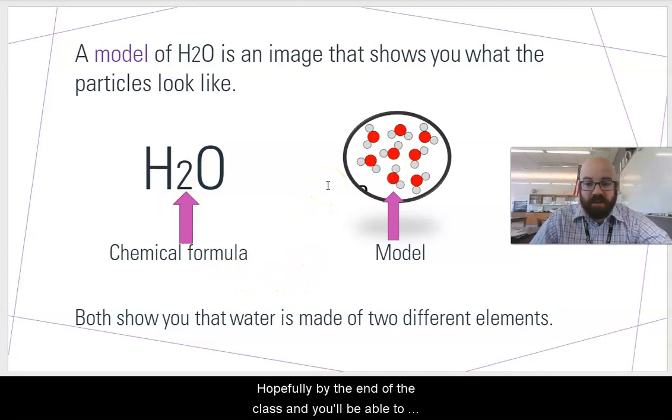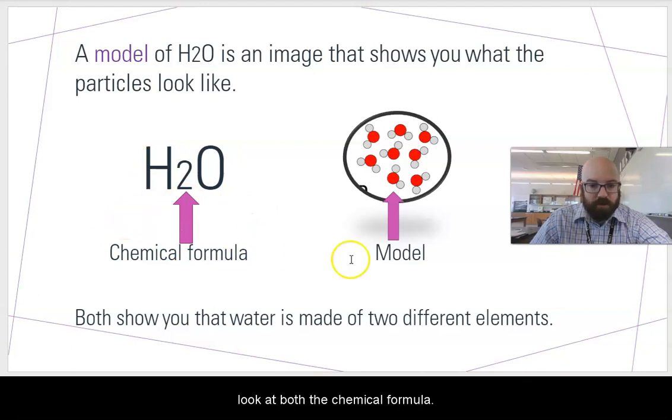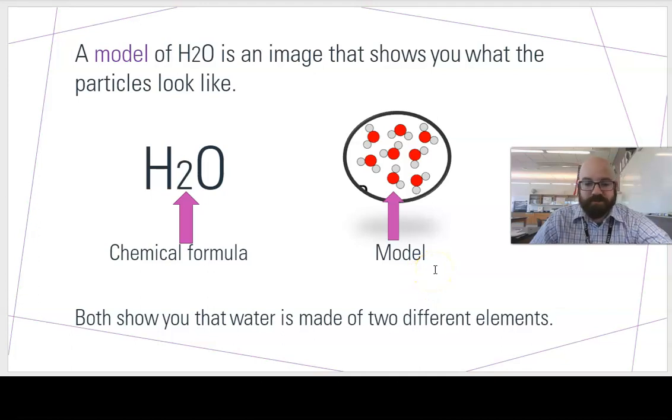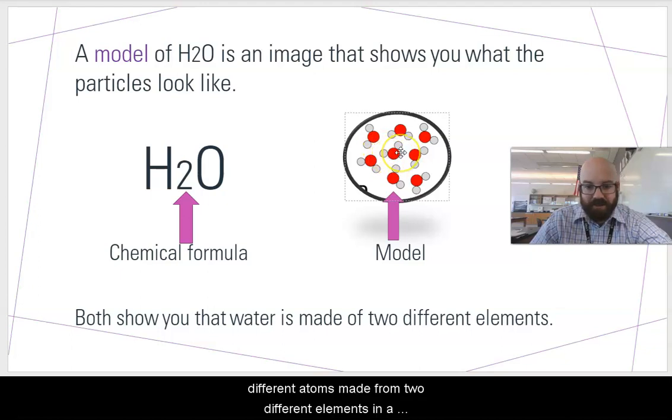So hopefully by the end of this lesson, you'll be able to look at both the chemical formula and the model and be able to identify, is this an element or a compound? We can see here by the model, there are 3 different atoms made from 2 different elements in a water molecule. Both show you that water is made of 2 different elements.